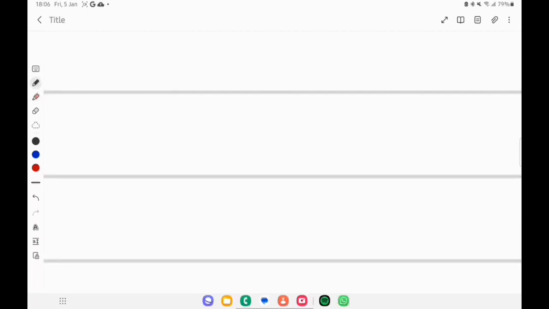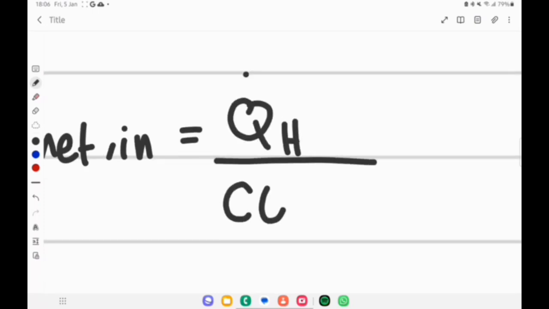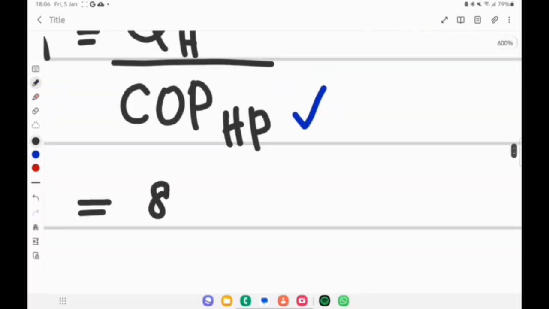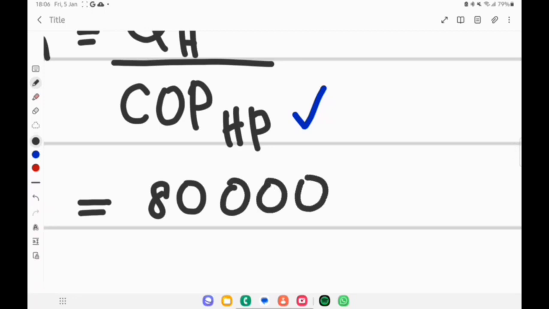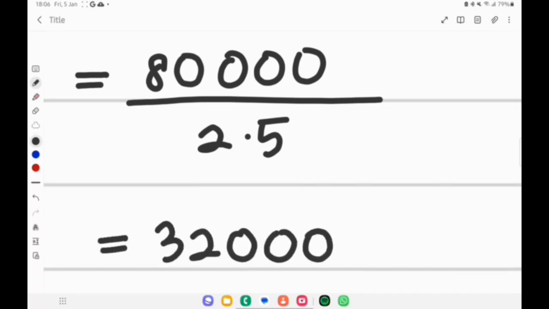For A, the question asks for the power consumed by the heat pump. We use the formula power net input equals Q dot H over the coefficient of performance of the heat pump. We can get the values for Q dot H and COP from the statement given above. So we substitute the values, 80,000 kJ per hour over 2.5, and we get the answer 32,000 kJ per hour. So this is the full answer for A.